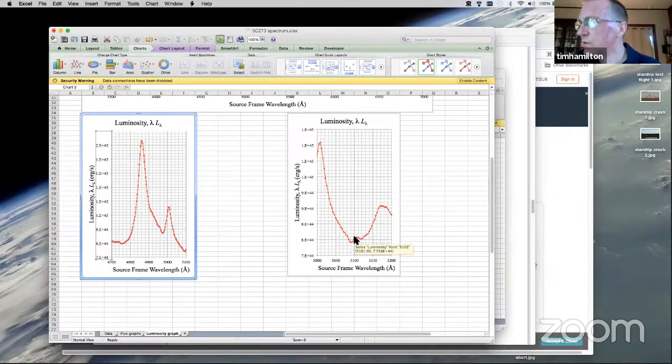You can read off the continuum level just by putting your mouse over that on some operating systems. And we can read off that it's 7.519 times 10 to the 44th power. We just write that down, and that's ergs per second. Now for the H beta, it's trickier. You've got to account for the continuum. You've got to find the maximum and the full width at half max.